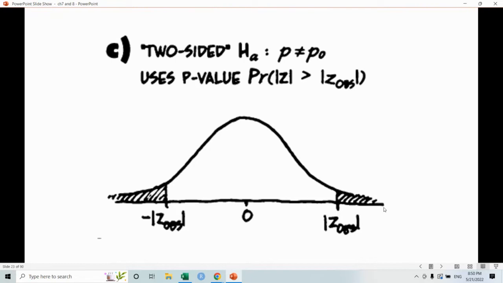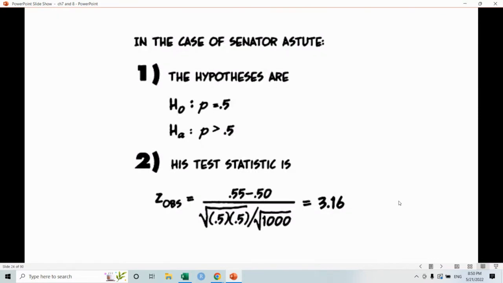This is actually the more likely used hypothesis test, because in general we don't know the direction of the hypothesis we're trying to test, and since this would give us smaller regions, statisticians are more likely to believe your results under a two-sided test. In the case of Senator Astute, the null hypothesis is p equals 0.5, and the alternative hypothesis is p greater than 0.5.